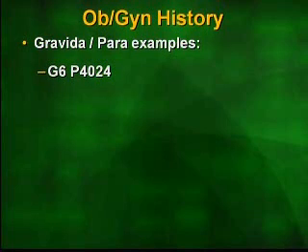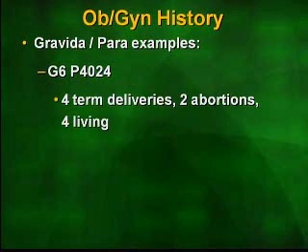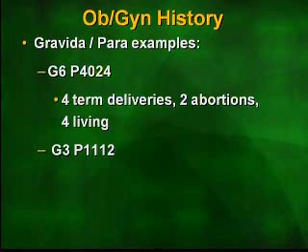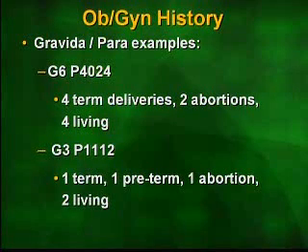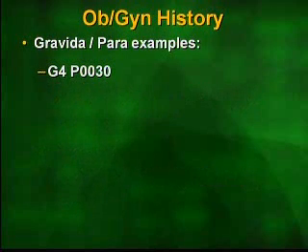Okay, so we'll do the next one. She's a gravida 3. She's had 1 term delivery, 1 preterm delivery, 1 abortion, and she has 2 living children. It adds up to 3, the gravida 3, if you exclude the living children. Okay, next one. So what would this be? She's been pregnant 4 times. She's had no term delivery, no preterm delivery. She's had 3 ABs and no living children.